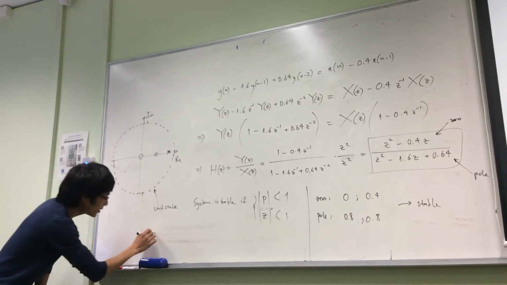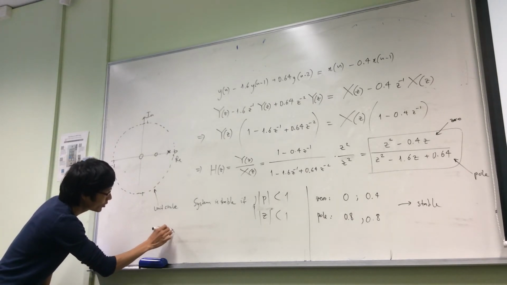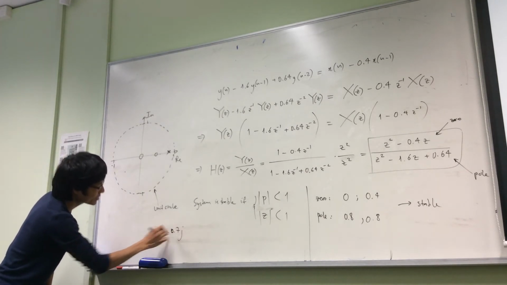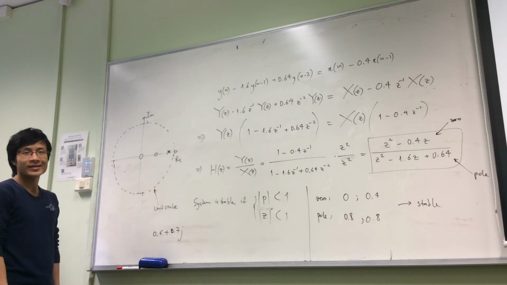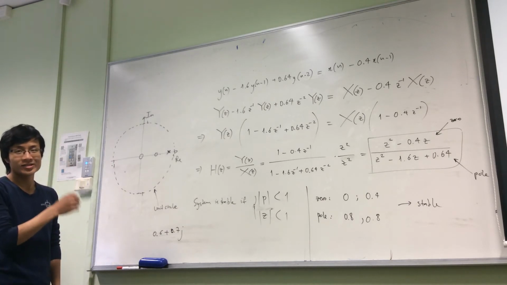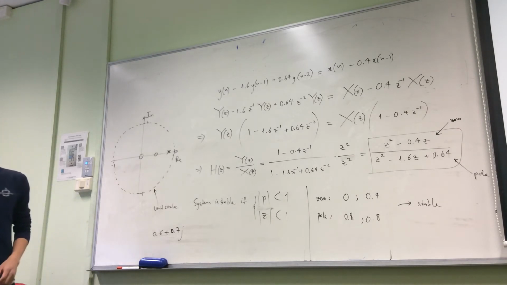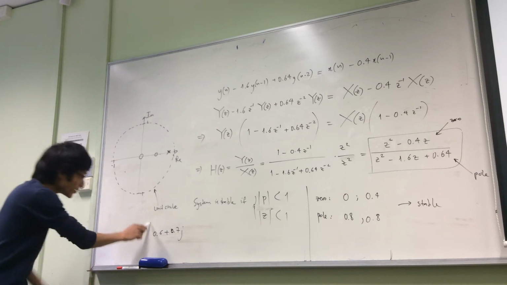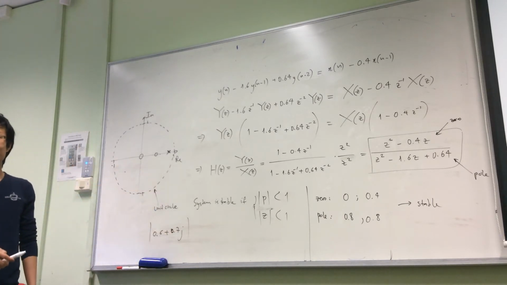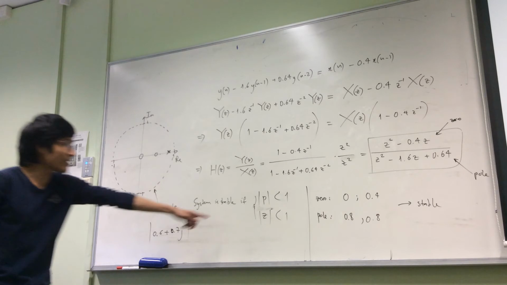Sometimes you get 0.6 plus 0.7j. Is that stable? No, not stable. Why? You need to check the absolute value, whether it is less than 1. Yes, we have to take the absolute value.